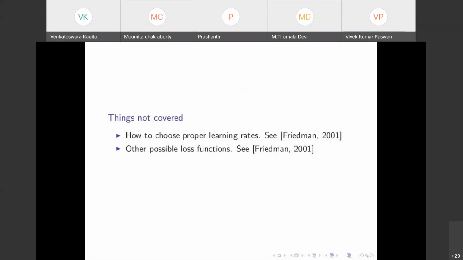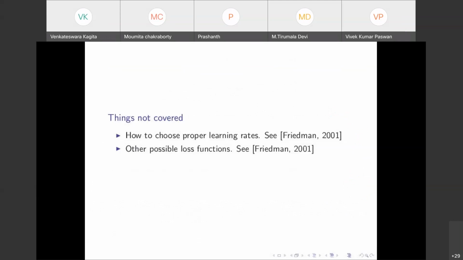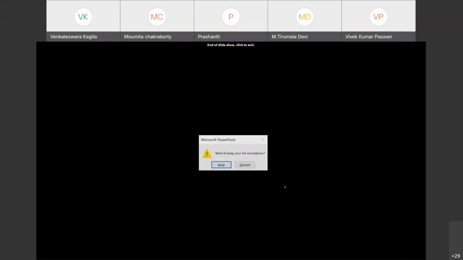So here we have not covered how to choose the proper learning rate, the rho we are discussing now when we are updating the model. So that we have not covered. And the other possible loss functions we have not seen. If you want, you can refer to these papers and go through them. So these are the references.